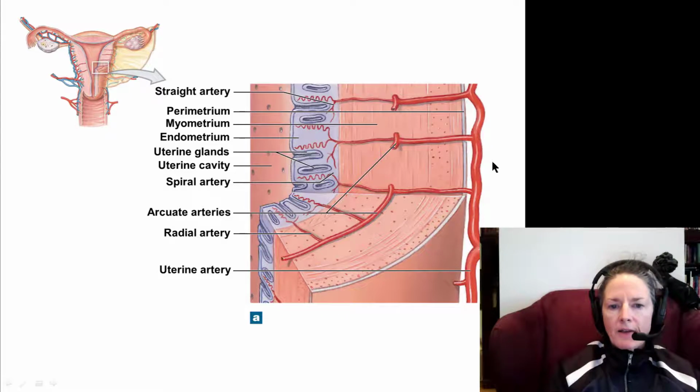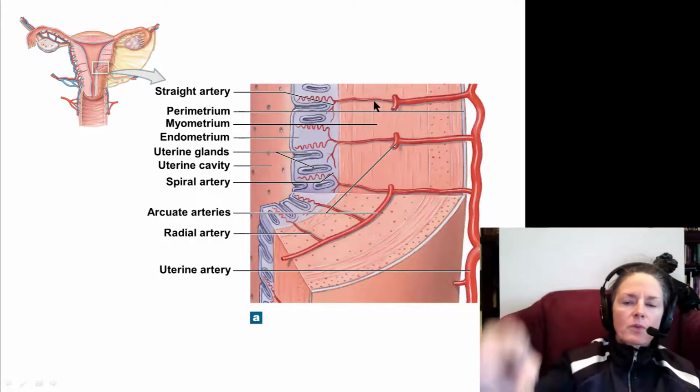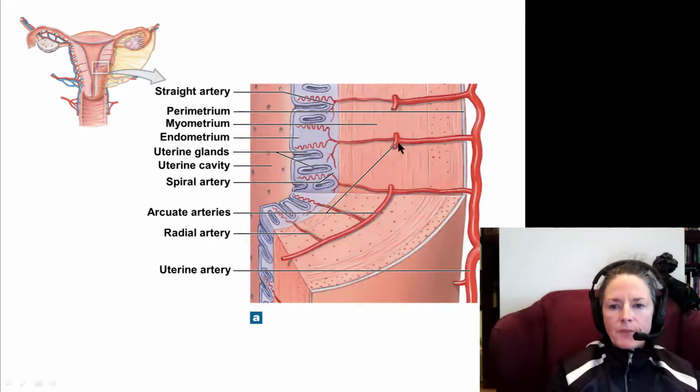So we're going to have our uterine artery out here, and from the uterine artery, we are going to have arteries that will feed into the uterine arteries, and these will then have some arteries that branch off called arcuate arteries, because they basically will surround the outside of the uterus.